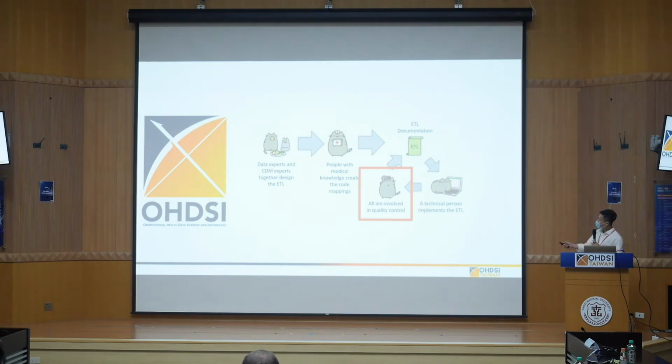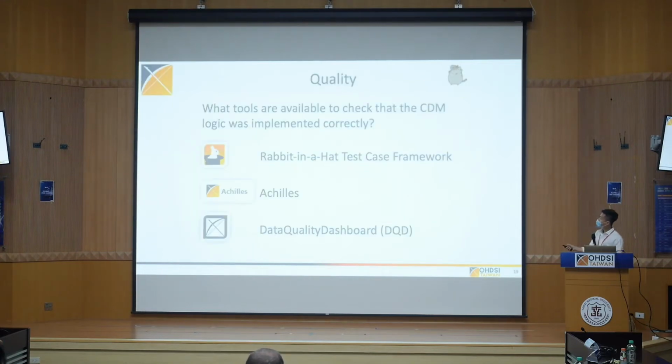After the technical person has done that, OHDSI also provides tools to check the quality, whether the data we pulled is right or wrong. They will give you hints, for example how many variables are wrong, or that your mapping you have to check again. For quality control in OHDSI, we also use Rabbit-in-a-Hat with some test case framework. They automatically generate it using R.